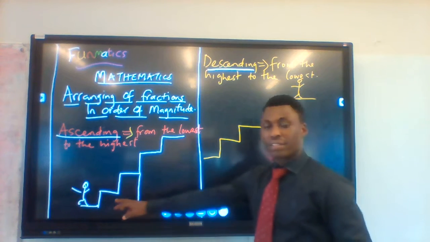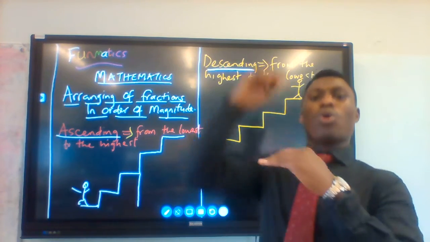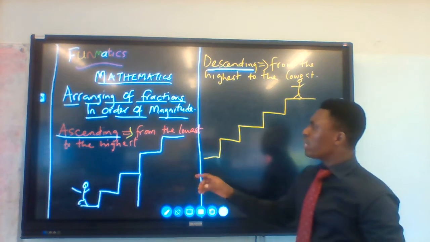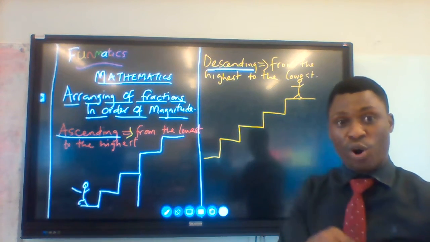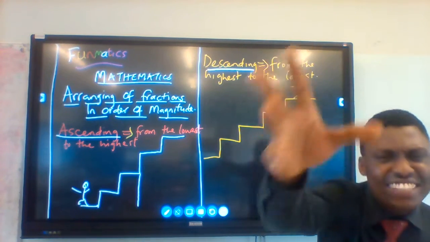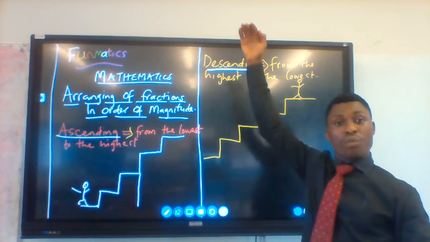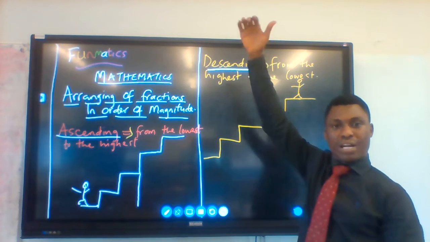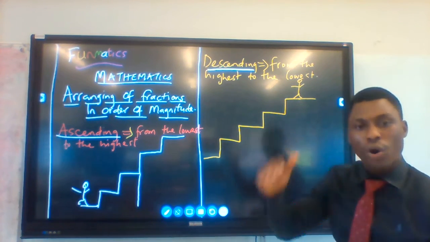Now, it's as if you are climbing a stair. You come from the lower one, then you go up, you go up, you go up. That is ascending order. Now, the opposite of ascending is what? As you know that the opposite of boy is girl, the opposite of ascending will be descending. Descending means coming from the higher value to the lower value. You are coming from the higher fraction to the lower fraction. That is what they call descending order.